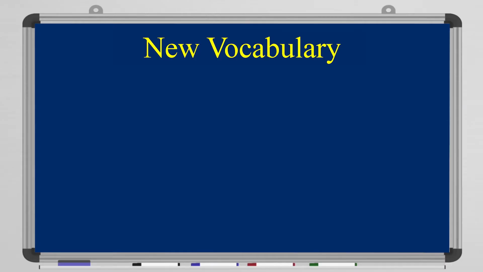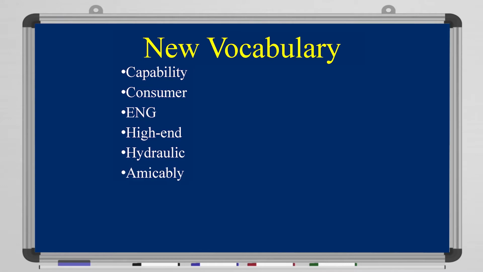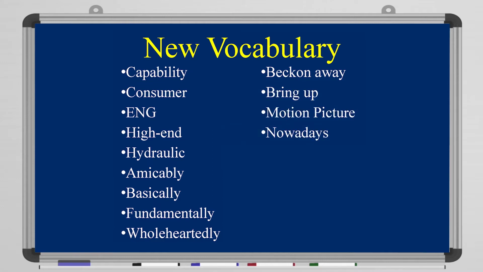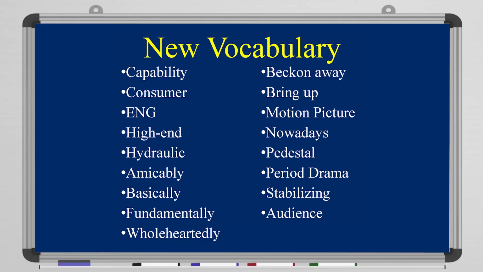So the vocabulary items are capability, consumer, ENG, high-end, hydraulic, amicably, basically, fundamentally, wholeheartedly, beckon away, bring up, motion picture, nowadays, there's more, pedestal, period drama, stabilizing, and audience. Now I know it is a little bit too much, but I'm sure if you repeat this episode more than once, you will be able to get it with no problems whatsoever.